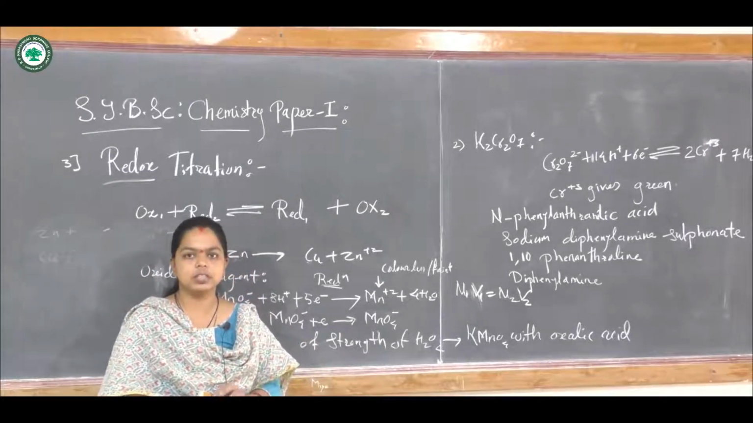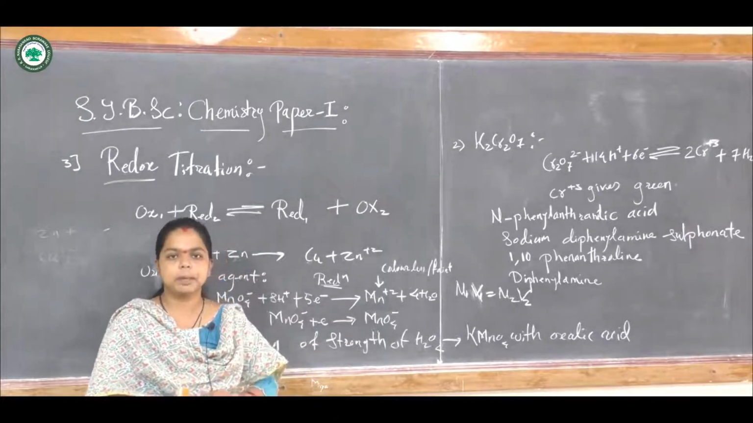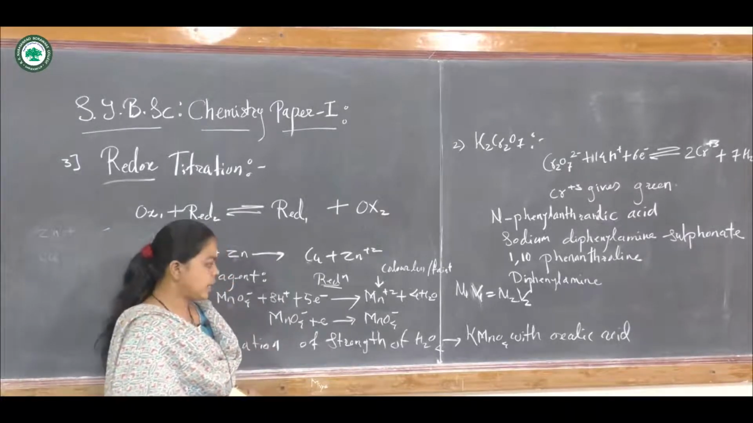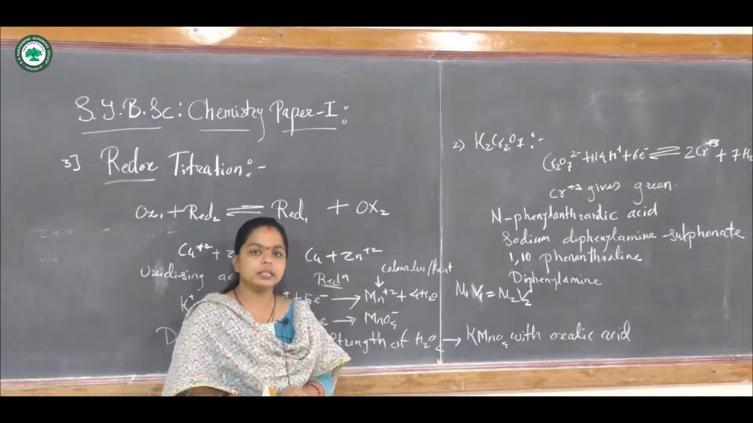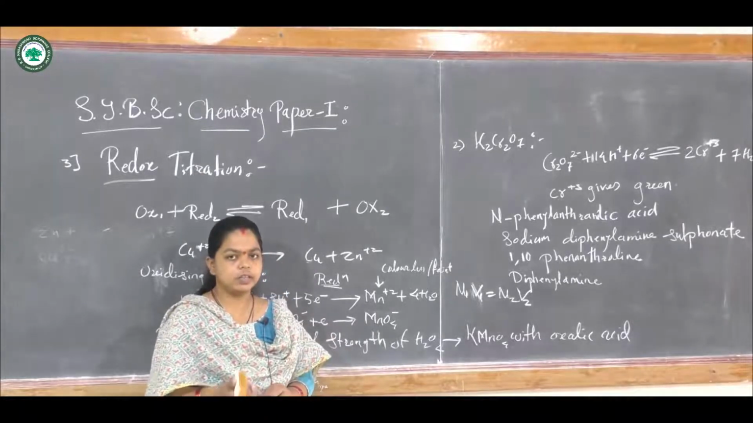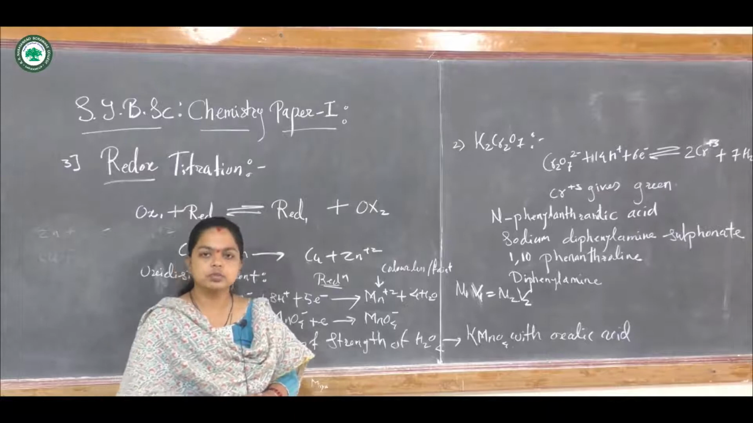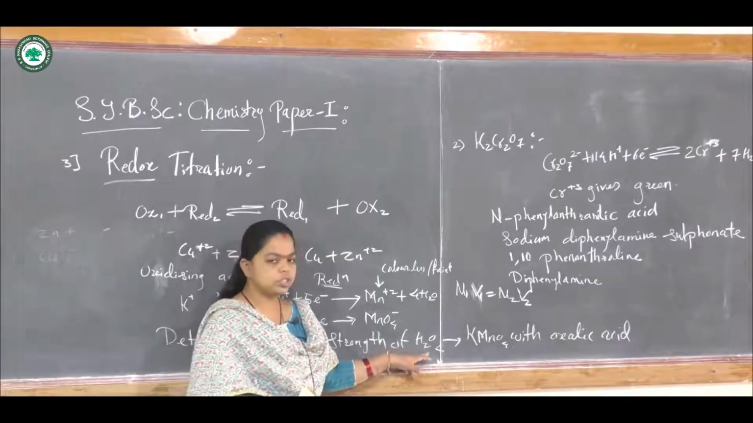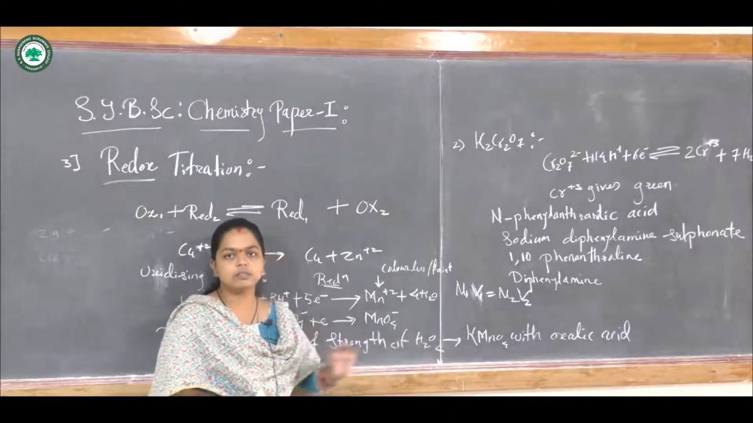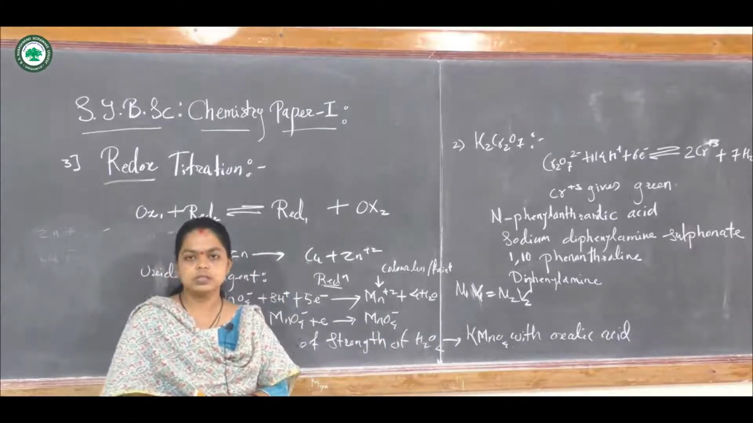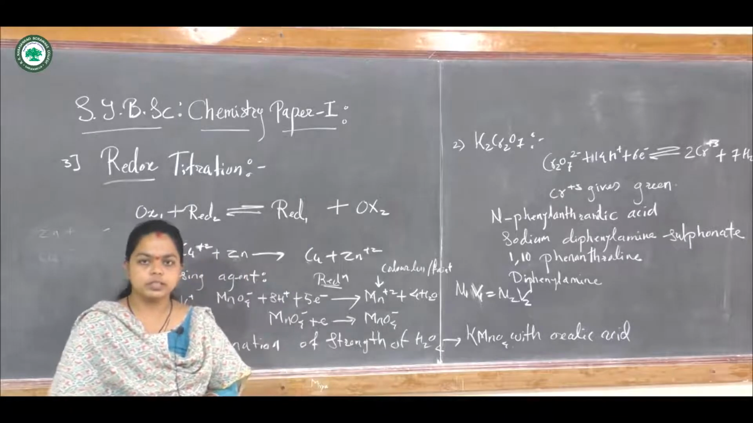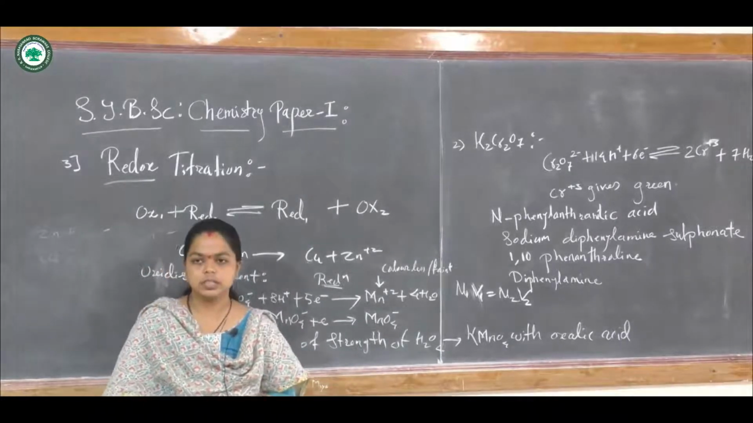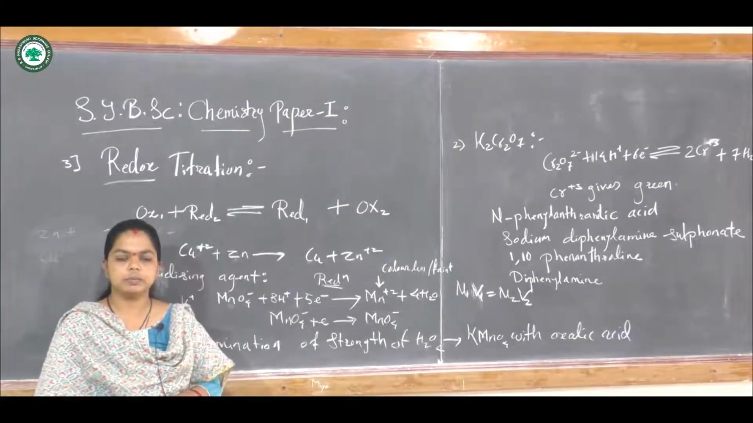So there is a change in color observed from purple to faint pink or colorless. In this titration, that will be the end point. So we can record this value, put this value into the equation, and determine the exact concentration and further the strength of the H2O2. So this is one example of the redox titration. So this is the redox titration, the third type of titration.